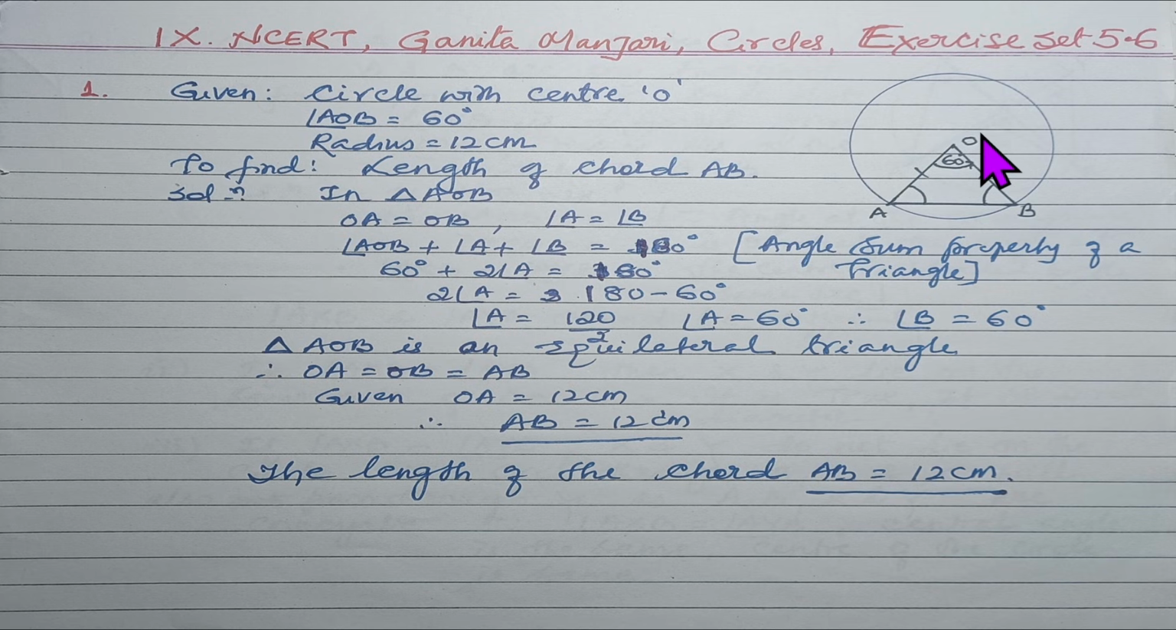Now if we check this triangle AOB, angle AOB is 60 degrees, and OA is equal to OB because they are radii. Automatically angle A and angle B must be equal because angles opposite to equal sides are equal. If this is 60 degrees, then 60 degrees plus angle A plus angle B is 180, but angle A is equal to angle B. Therefore 60 plus 2 times angle A is equal to 180, or angle A is equal to 60 degrees. If angle A is 60, naturally angle B is also 60 degrees. The three angles of triangle AOB are equal, that means triangle AOB is an equilateral triangle. If OA is equal to 12 and OB is equal to 12, AB is also equal to 12 centimeters, and therefore the length of the chord AB is 12 centimeters.